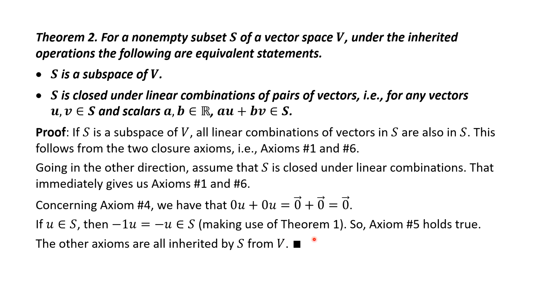And so that's the fifth axiom. And then the other axioms are the associative law for addition, the commutative law for addition. Then there's several different distributive laws, and they all inherit directly from S being a subset of V. And so there we have it. I'll give you an example in the next slide where we use this easier approach in proving that we have a subspace of a vector space.